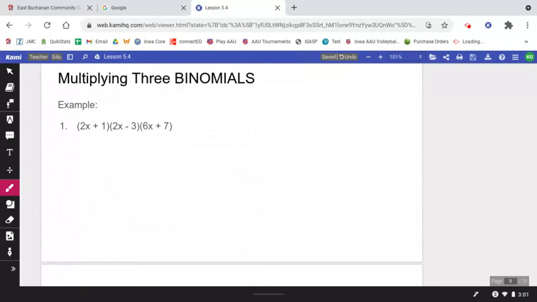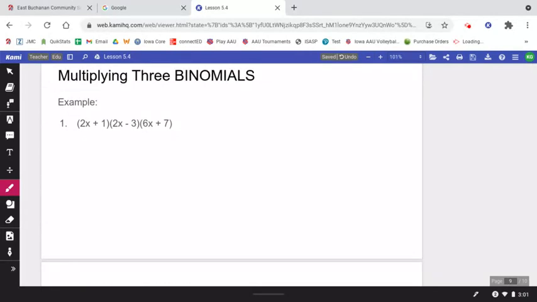The last one we have here is 3 binomials, and when you do 3 binomials, you're going to do the first and second FOIL, then do that answer with the third in list distribution. So we're going to ignore this 6x plus 7 for now, and we're going to do the FOIL here.